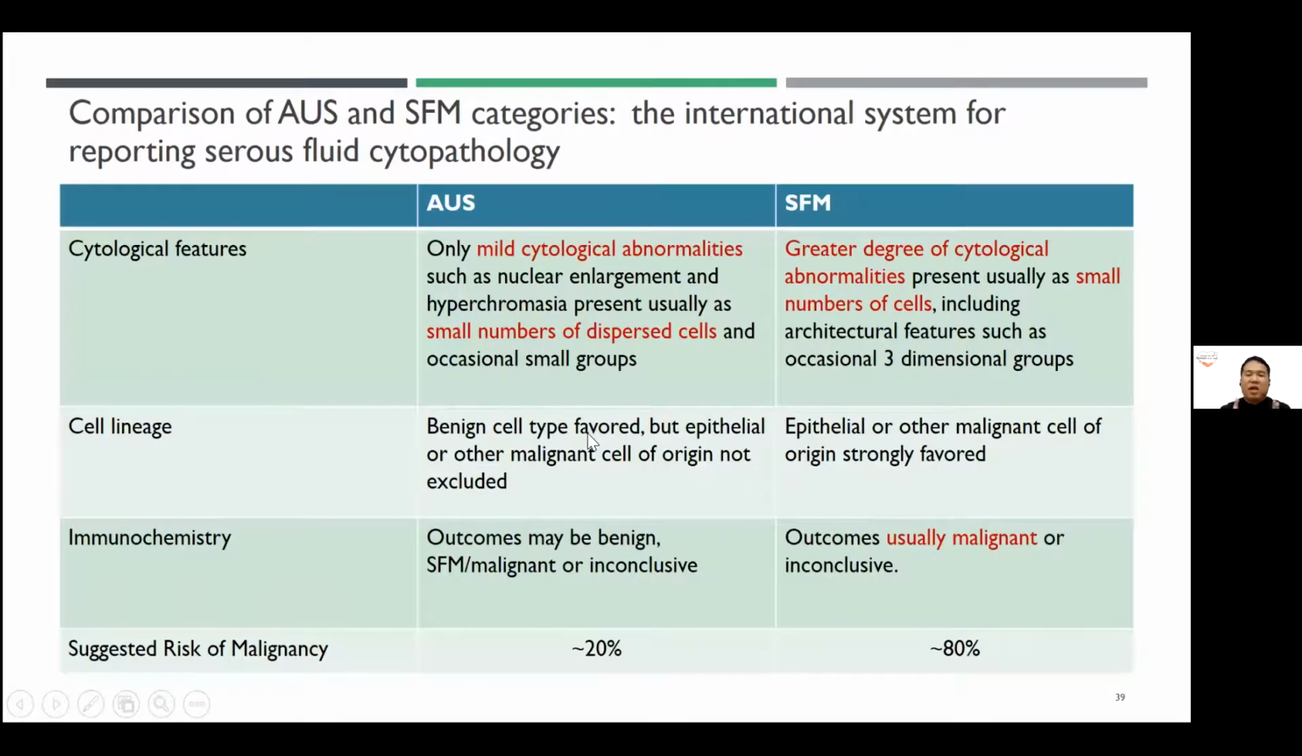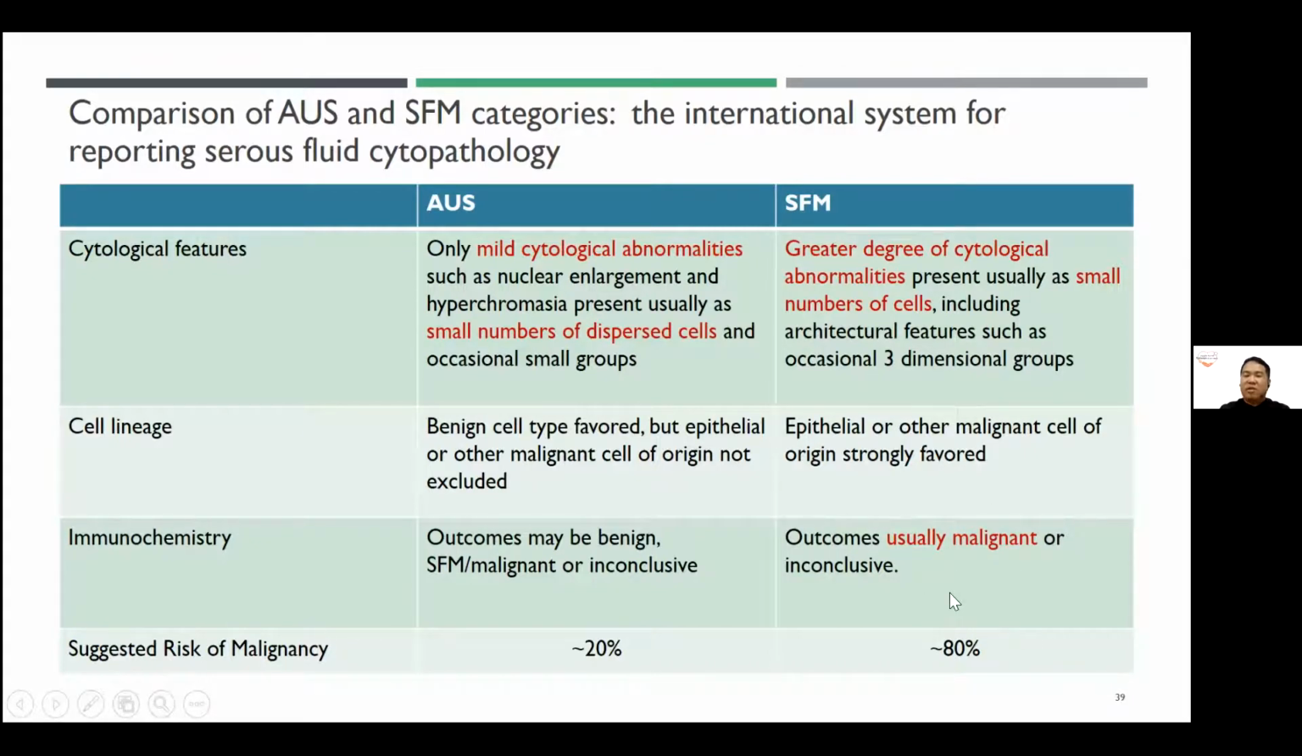And about the category 3, AUS, and category 4, suspicious for malignancy, we should know their diagnostic meaning. For AUS, we expect a risk of malignancy around 20%. But for suspicious for malignancy, we expect the ROM is around 80%. It means AUS in most cases is reactive, and suspicious for malignancy in most cases is positive for malignancy.